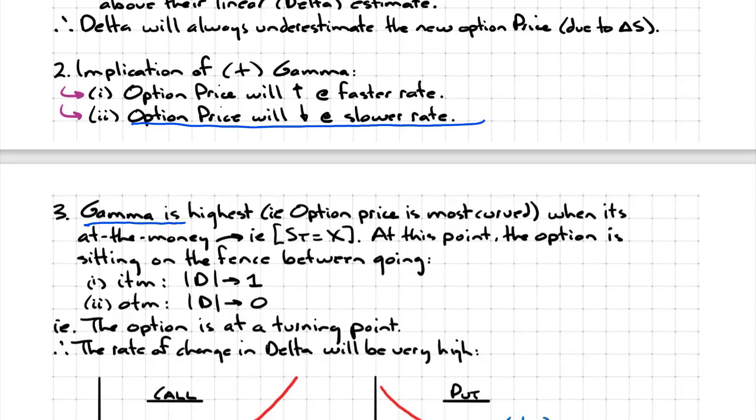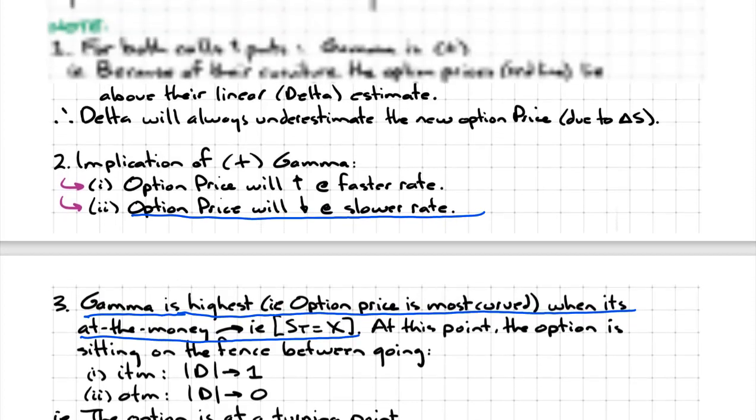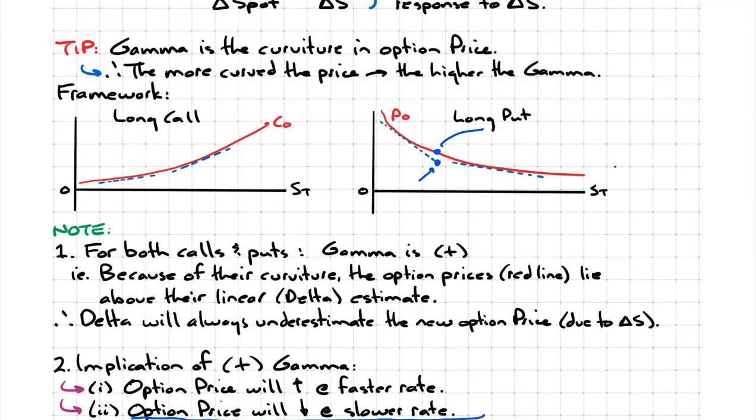Now gamma, again, remember gamma is curvature. So gamma is highest, i.e. option price is most curved, when it's at the money. That's when the spot price is equal to the strike price. First of all, let's go have a look at our visual framework. And here it is.